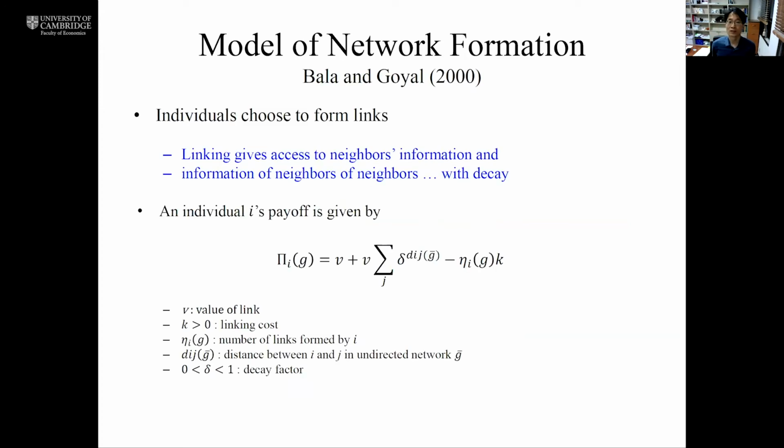Now let me first introduce the first experiment, the linking game. It is based on Bala and Goyal's work in 2000. An individual's only decision is forming a link with any individual in the population. The link gives access to the neighbors' information, and the information of neighbors' neighbors, and so on, with decay. The exact formula is as you can see here for individual i's payoff.